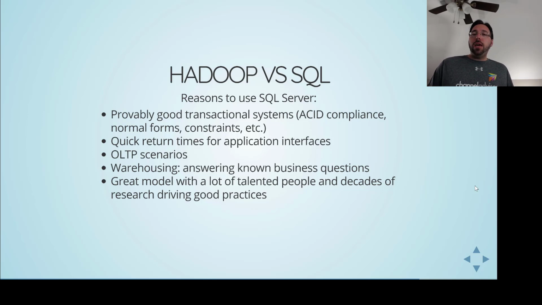In the relational space, you get provably good transaction systems. You'll get ACID compliance. You'll get the benefits of normalization, of constraints, of protecting your data. Basically, if you have data where if it's wrong, you're fired, I want that data in a relational database like a SQL Server, like an Oracle.